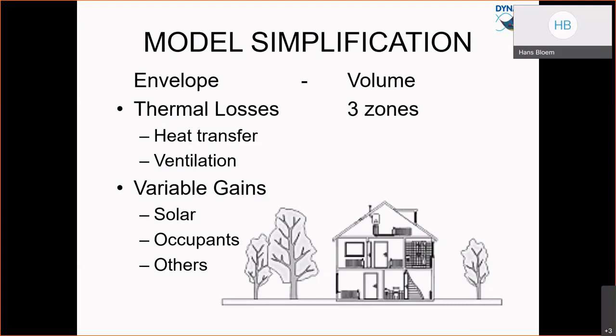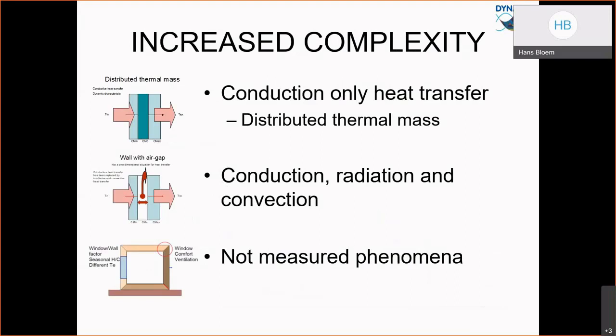But you have to simplify it. Usually we go from 3 zones. In this case, we go to 1 zone. We try to bring back the rectangular format of the building into a kind of a sphere. And then you can understand that the simplification is reducing also your assessment of the measured data.